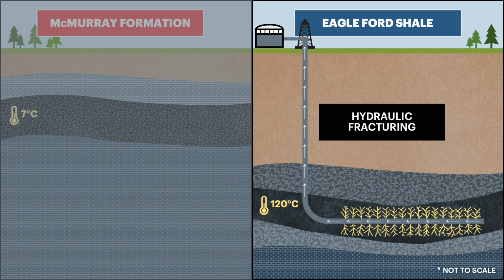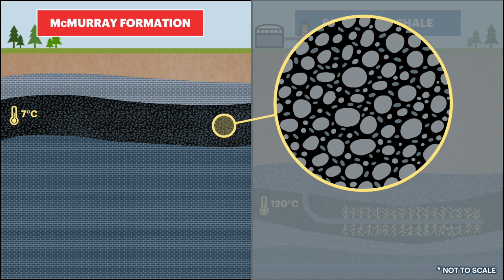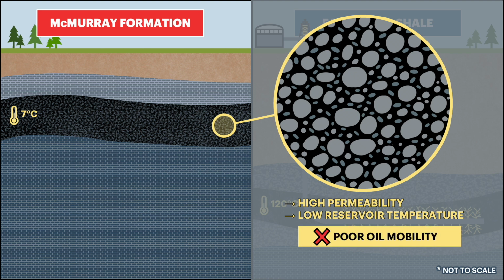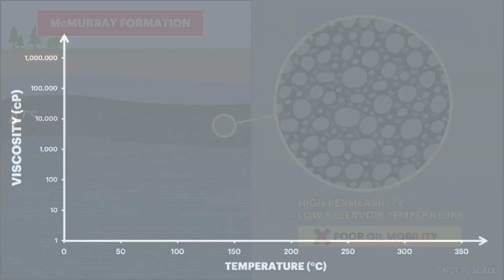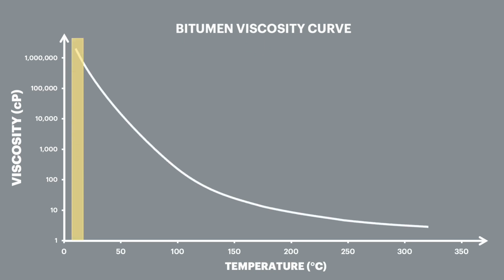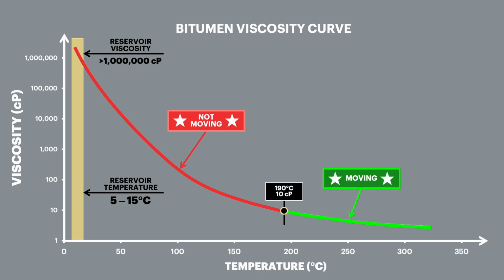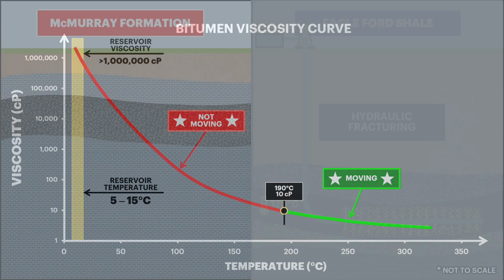Now let's go back to the oil sands. Again, we have a very porous, very permeable sand matrix in the McMurray Formation, so no need to fracture the rock. But the reservoir is very cold, which means the bitumen is not mobile. To get around this problem, we need to bring the reservoir temperature to about 200 degrees Celsius. And why 200? Well, because it lowers the bitumen viscosity to the point where it's liquid enough to flow.